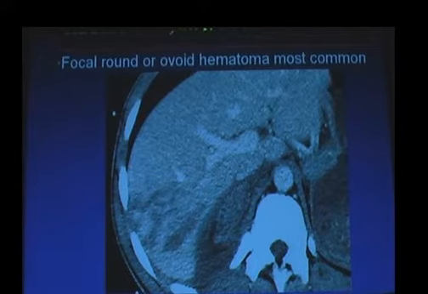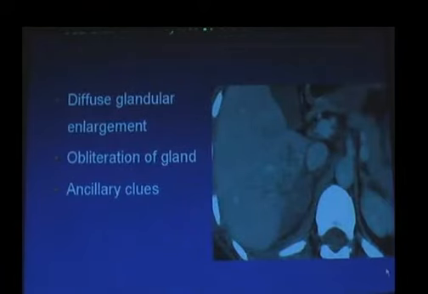gland. This patient also had multiple associated hepatic lacerations, as you can see, and hemoperitoneum. The other CT appearances that you can have are diffuse glandular enlargement, and you can actually just have obliteration of the gland because you have so much blood adjacent to the adrenal gland.